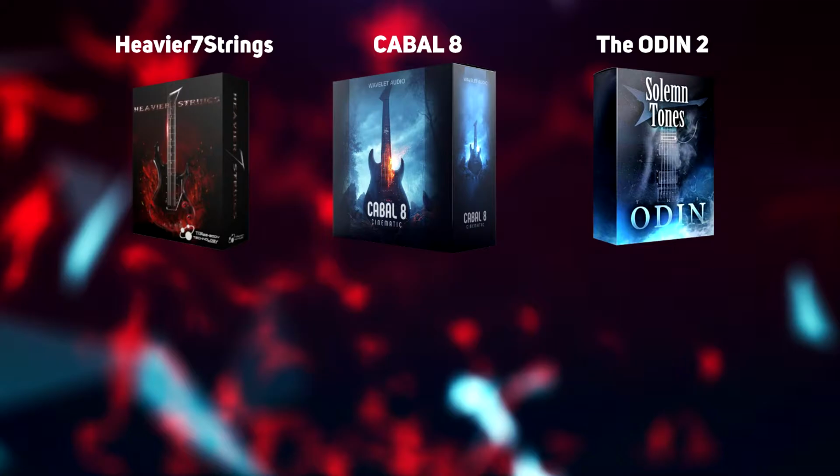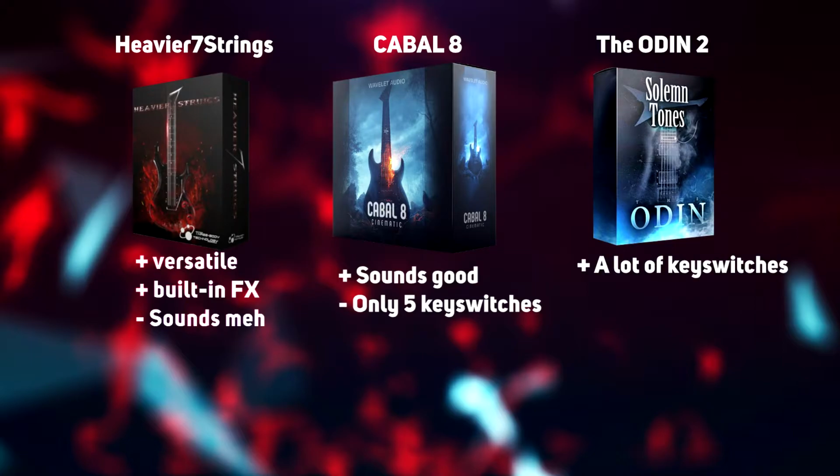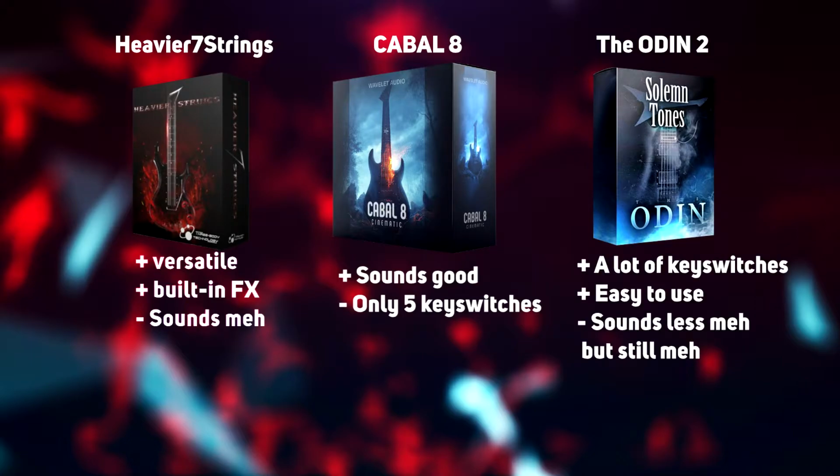For example, Heavier 7 Strings is pretty versatile and has its own built-in effects with a lot of presets, but those presets sound kinda bad, and the guitar itself sounds weird when you put it through a separate amp sim. Cabal 8 sounds good and modern, but only has 5 key switches to work with, which means you're going to have to program stuff like tremolo and bends manually. Odin 2 has a lot of key switches and is really easy to use, but it sounds a little thin and just generally worse than Cabal 8, in my opinion.